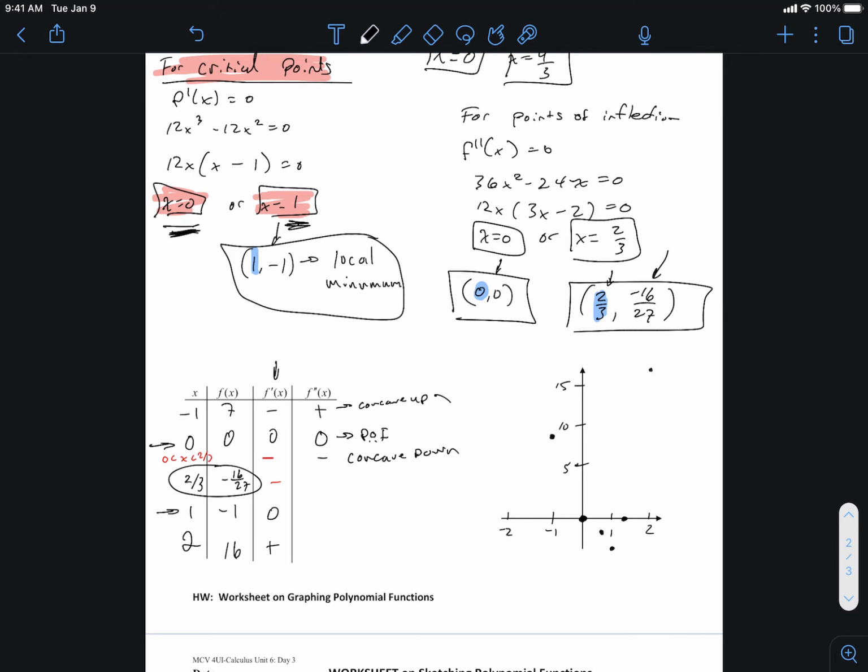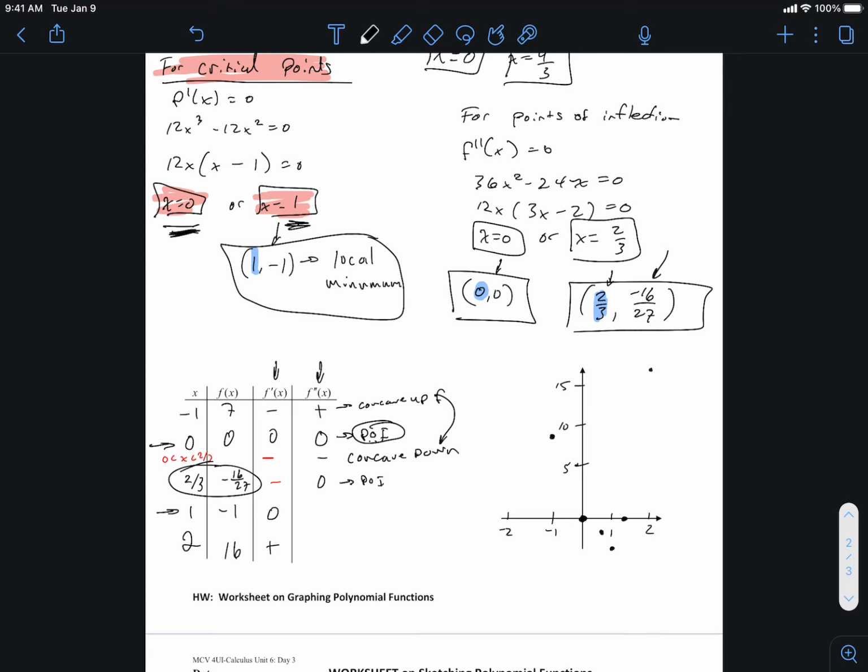So I'm switching from concave up to concave down. That's why there's a POI here, or point of inflection, or turning point, right? And if I were to plug 2/3 into my second derivative function, I'm going to get a 0. This is another point of inflection, right?